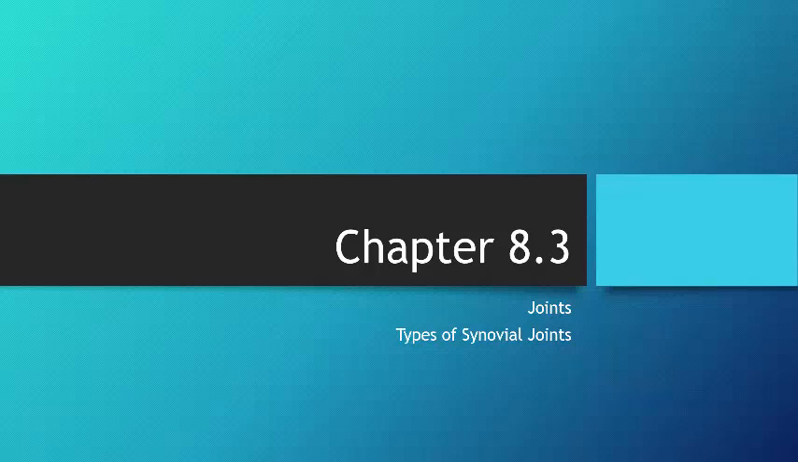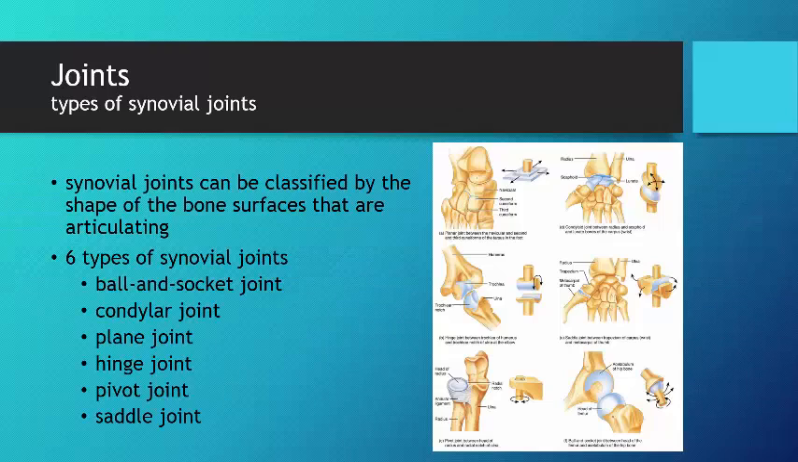So in this chapter we're going to look at all the different types of synovial joints, and there are 6 of them. Synovial joints are classified, when we start trying to describe them, by the shape of the bone surfaces that articulate, and so there are 6 types of synovial joints: ball and socket joints, condylar joints, plane joints, hinge joints, pivot joints, and saddle joints. And so we're going to look at all 6 of these over the course of this video.